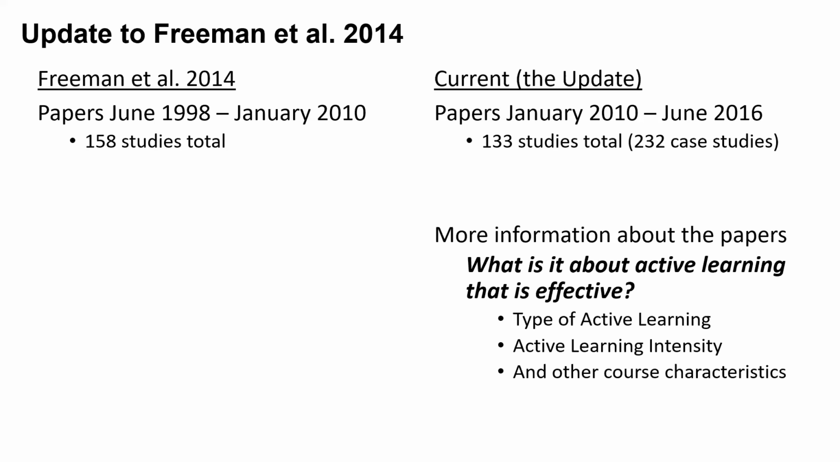Also in our paper, we really tried to get deeper into active learning. Like, what is it about active learning that's effective, right? The Freeman paper really just tried to show active learning is effective, and we're trying to dig into what it is about it. So are there different types of active learning that are more effective? Active learning intensity, so how much time we're actually asking students to work together, and a number of other characteristics.